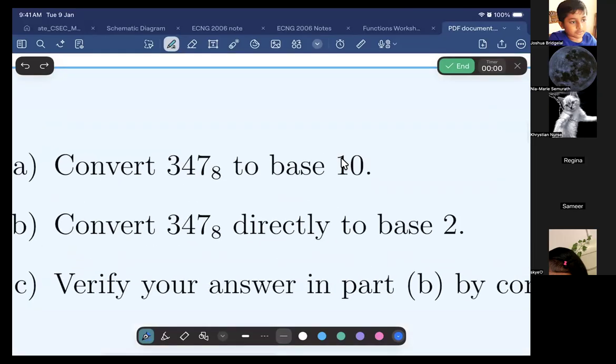So we want to convert it to base 10. What base are we seeing right now? Base 8. Now to figure out the place value is really simple. We're starting off here. This would be 8 to the power 0. What do you think the next place values could be? Right, 8 to the power 1, 8 to the power 2.